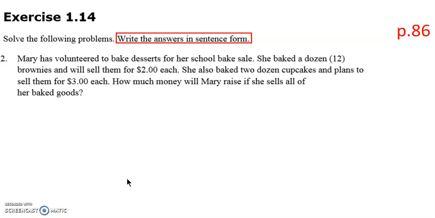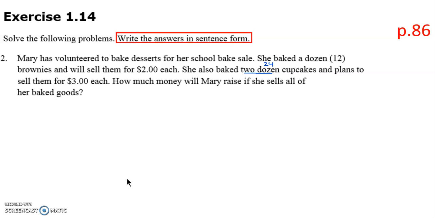We have a number of things going on in this problem, but we get the idea that she's going to have this concept of repeated addition, right? Because she's baking 12, every single one of them is the same price, and then she's baking 2 dozen, which is 24 cupcakes, selling them all for $3.